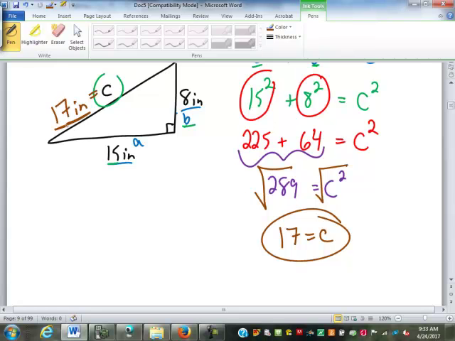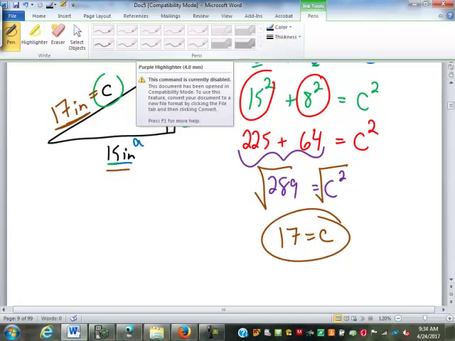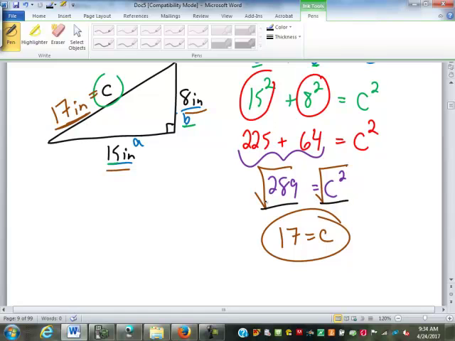How do I know that it's inches? Yeah, the other sides, the legs, were both in inches. It's not the 289. You had to take the square root of it. C squared was 289, so you had to square root it to get C.